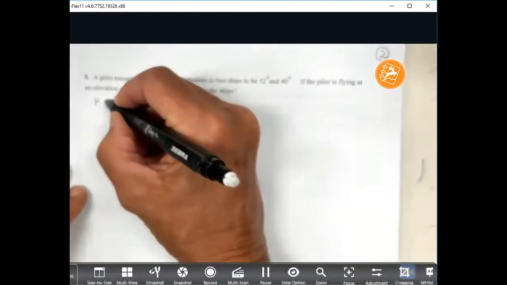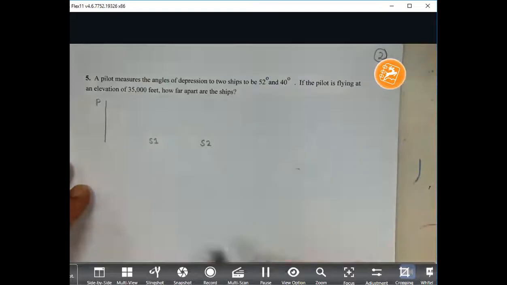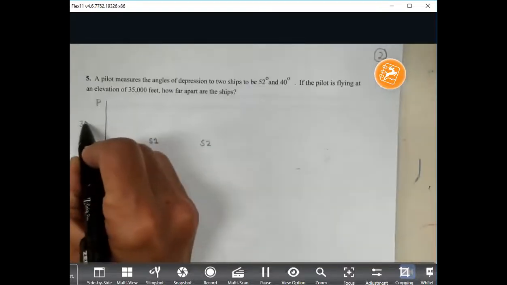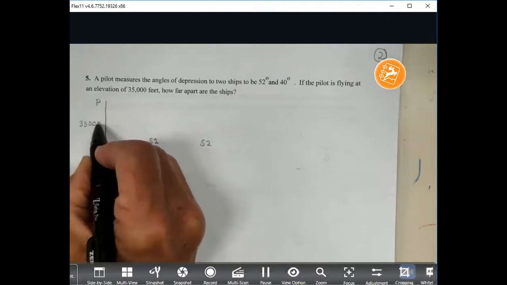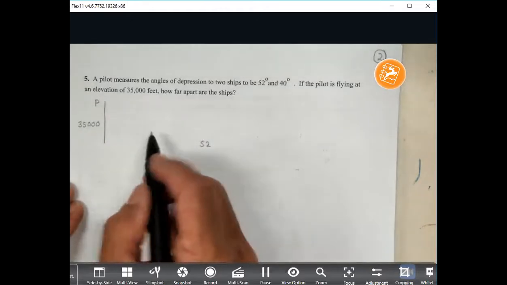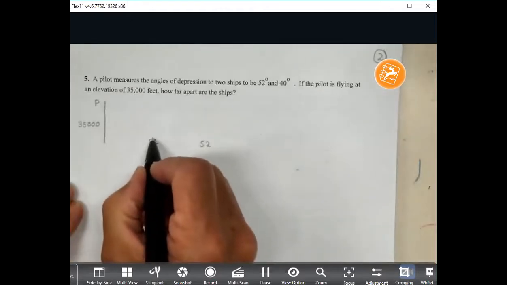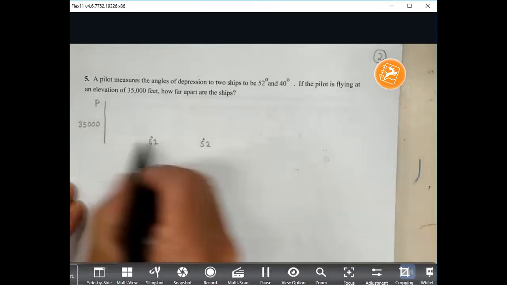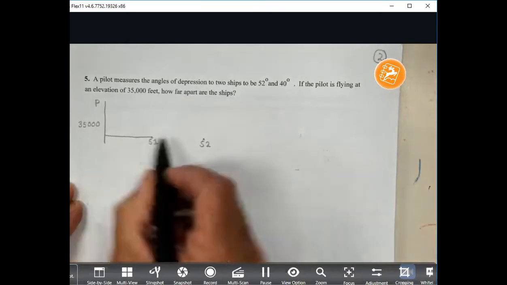The pilot is 35,000 feet above the ground. So we're just looking at that one particular instant. It's not like he stopped right there and hovering. The angle of depression between the two ships, ship 1, there's ship 2. So let's get a line through those.